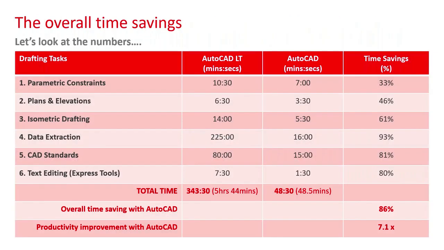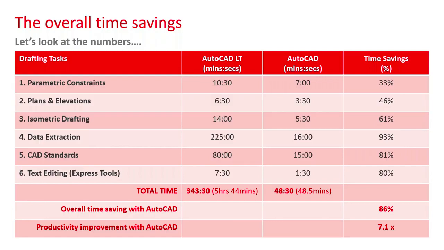So let's have a look at the numbers. How does this all work? How do the overall time savings work with full AutoCAD versus AutoCAD LT? So in the productivity study, there's a table, and I've tried to replicate it as close as I can in the slide. So the drafting tasks that we went through in the productivity study were parametric constraints, plans and elevations, isometric drafting, data extraction, CAD standards, and the text editing using the Express tools.